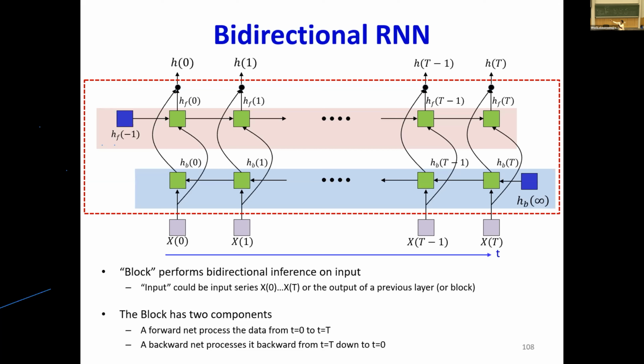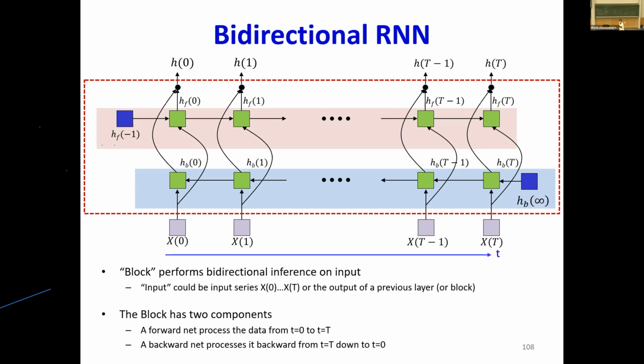One subnet makes predictions from the beginning to the end. The other subnet makes predictions starting at the end, going back to the beginning. These are two completely different subnets. They have different sets of parameters. Each of them is going to compute its own value. And before passing it on to the next layer of the network, their individual outputs are going to be combined, usually just by concatenation. And so this is your bidirectional network.